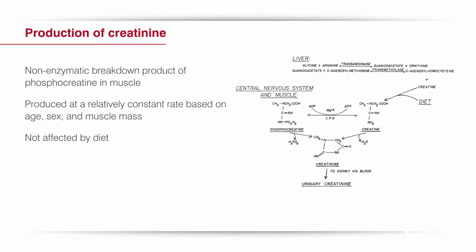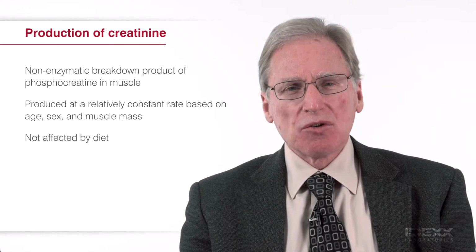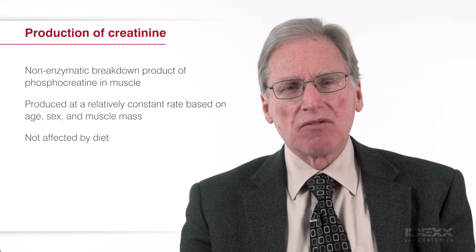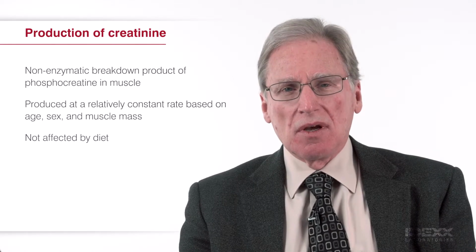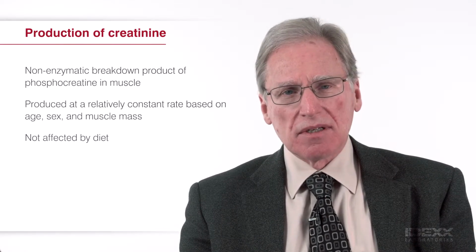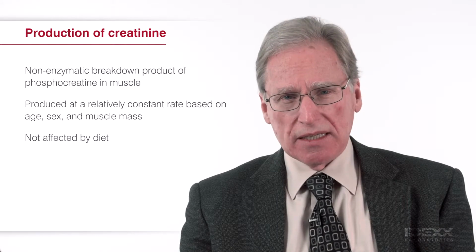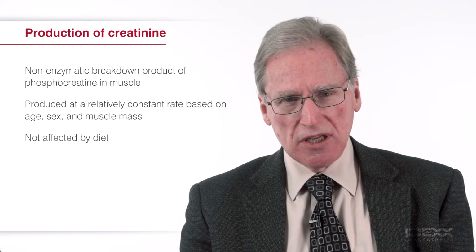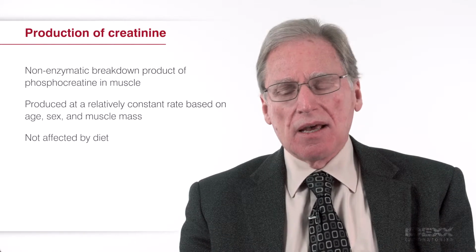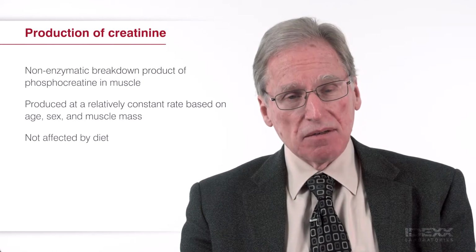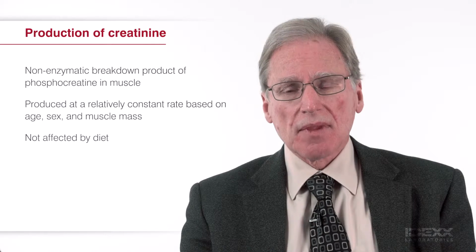Creatinine is another molecule that has been used to evaluate glomerular filtration rate, and it is produced in the body every day at a very standard rate that is a function primarily of the muscular mass of the individual. Creatinine does not come in from the diet to any great extent. It's primarily just released from the muscle at a constant rate. So it's not affected by diet, as is BUN.